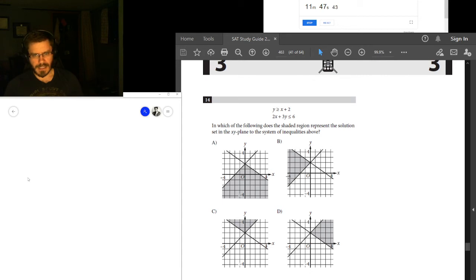All right, linear system using inequalities, just do it by elimination. The first equation there, x plus 2, has a positive slope, and y is greater than, so that means we're going to be shading above the positive slope. That eliminates A, that eliminates D. We need to be above the positive slope. And then for the negative slope, that must be the other equation. I'm not going to bother rearranging it. We're going to have y as less than. So we're going to be in this region, and that's B.